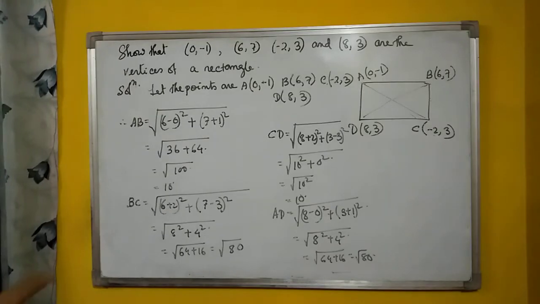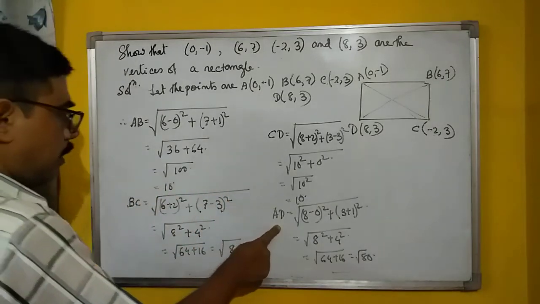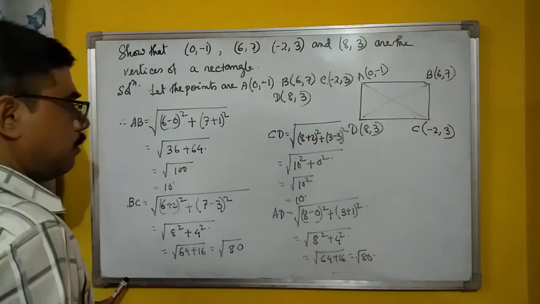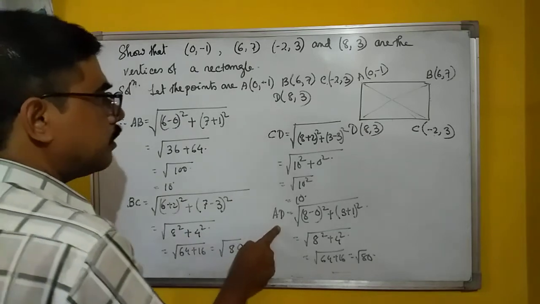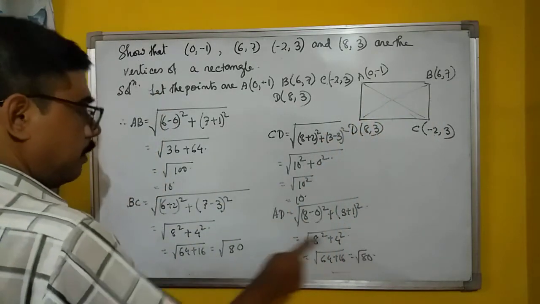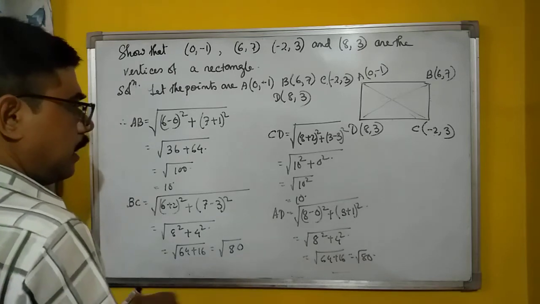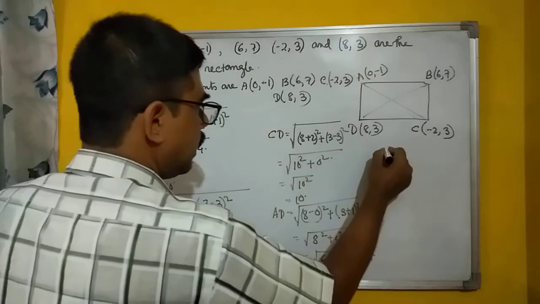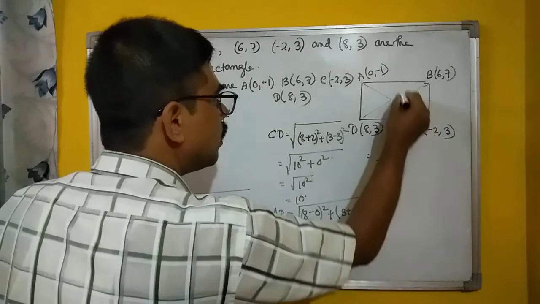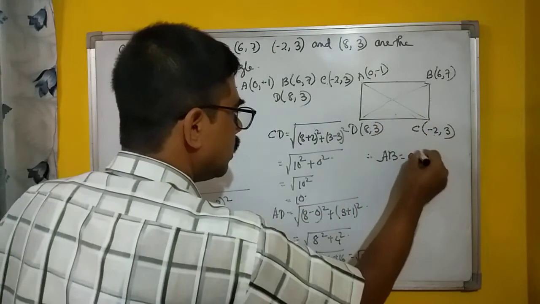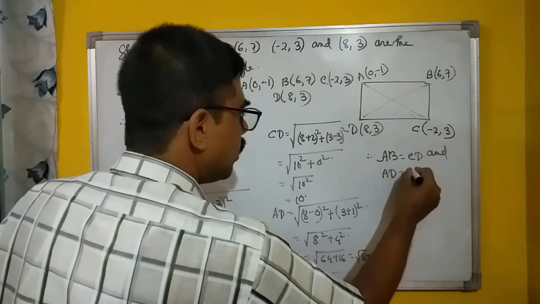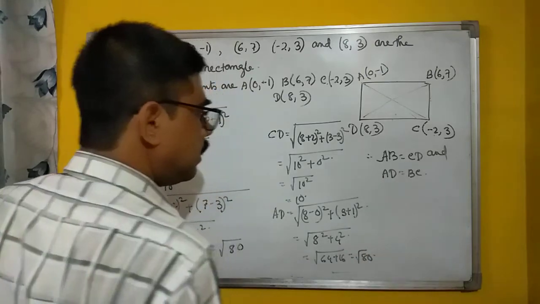So I have found CD and AD. And what you have obtained here, AB and CD are equal. AB and CD, opposite sides, are equal. And BC and AD are equal. See, BC and AD are equal. So here we will get that AB equals CD and AD equals BC. Is it?